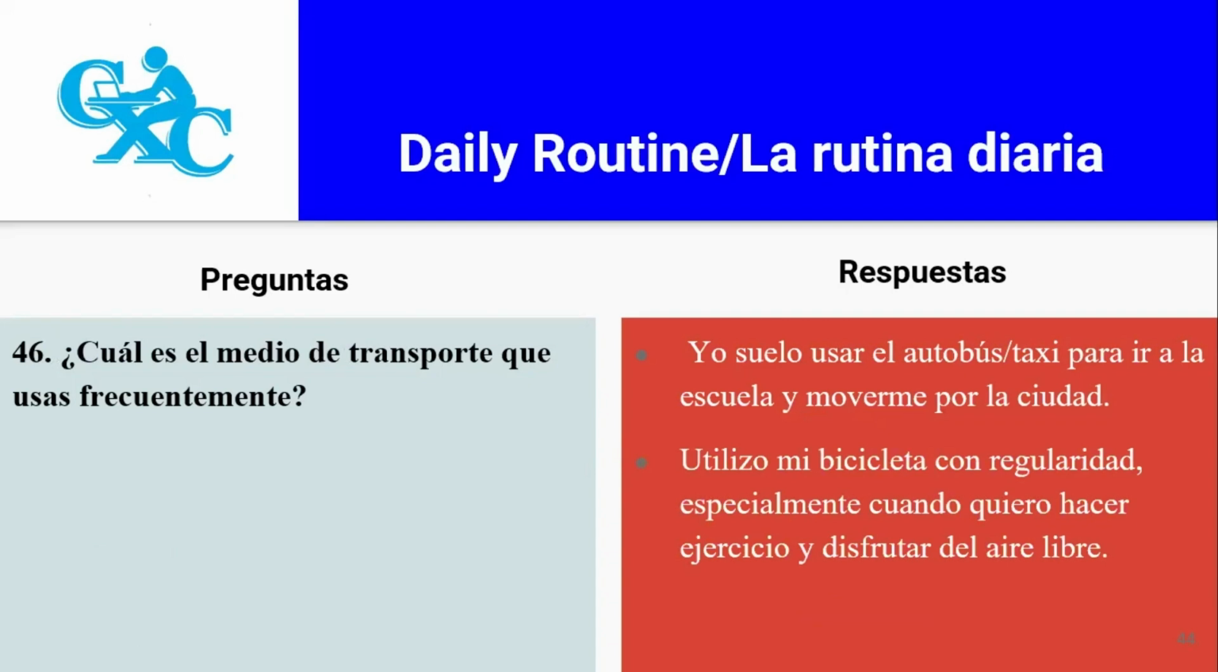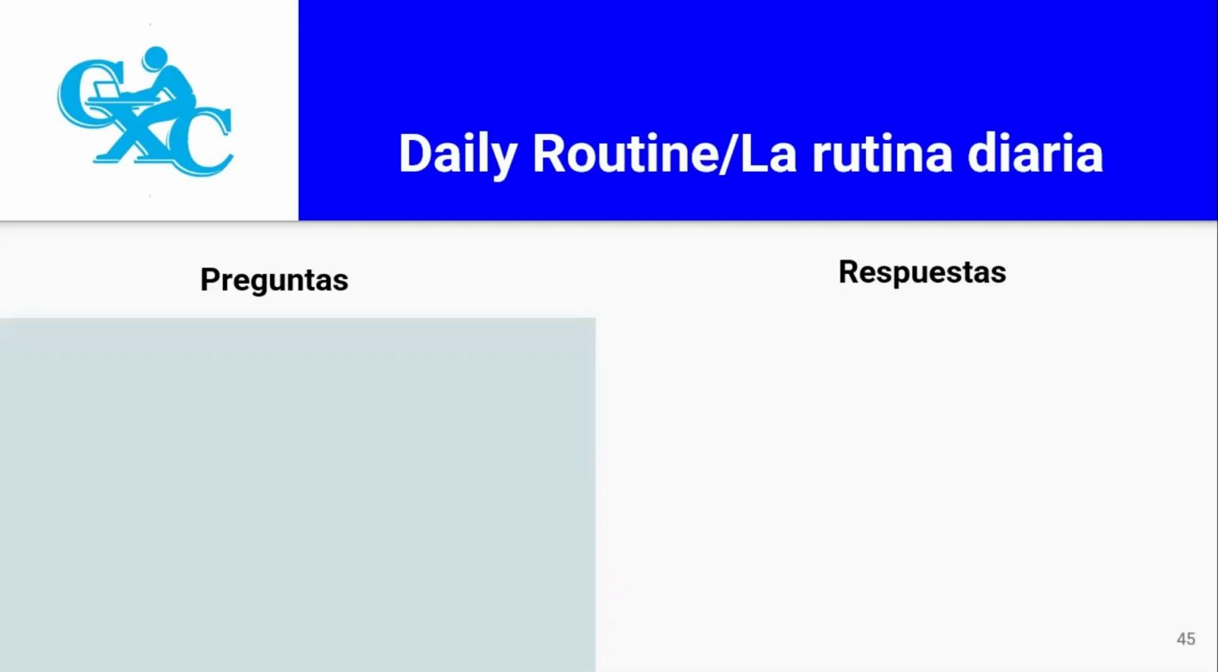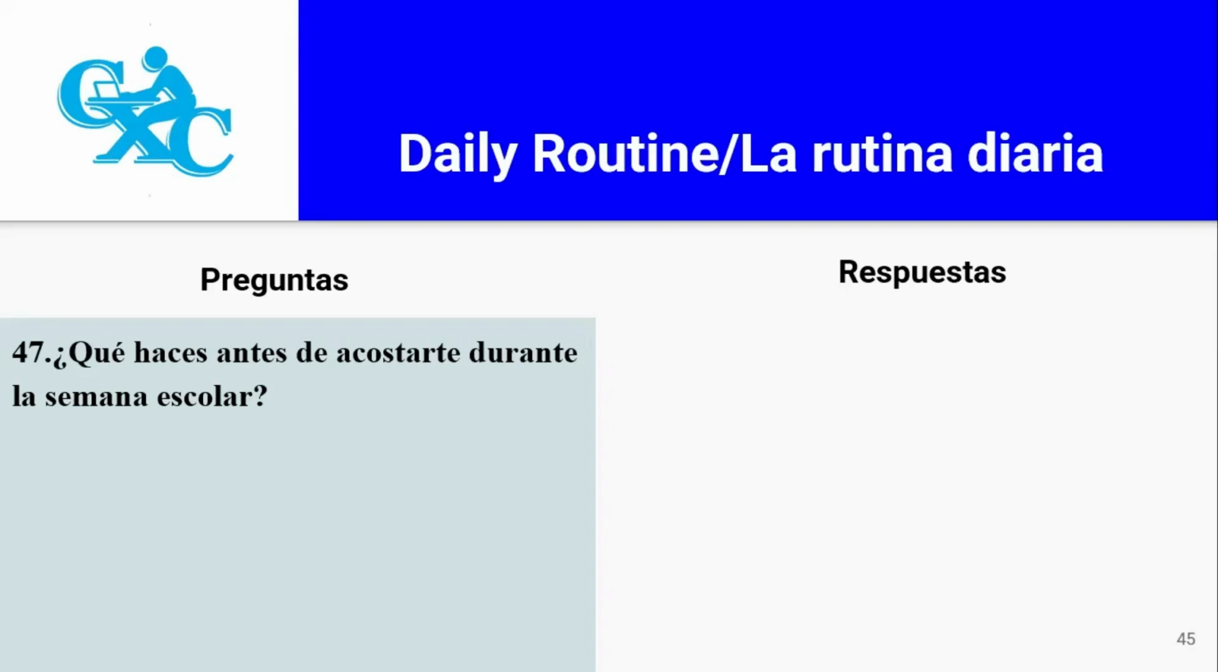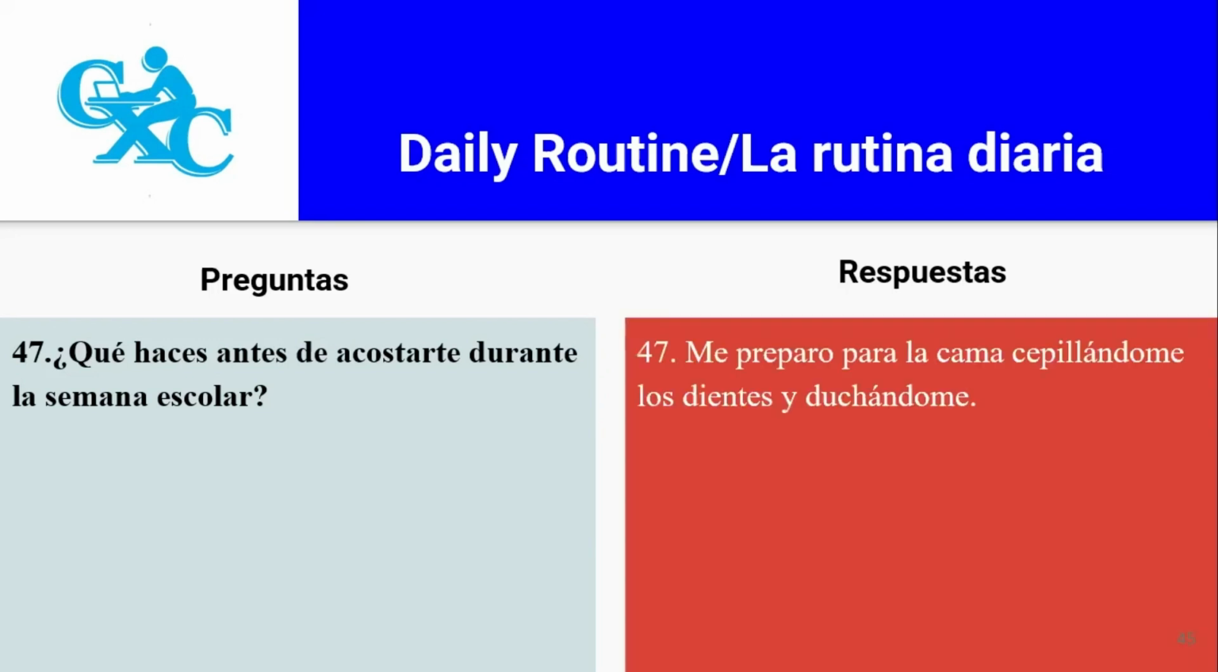Utilizo mi bicicleta con regularidad, especialmente cuando quiero hacer ejercicio y disfrutar del aire libre. Excelente. ¿Qué haces antes de acostarte durante la semana escolar? All right, so I am going to respond. Voy a responder. All right. Me preparo para la cama cepillándome los dientes y duchándome. All right. So whatever it is that you do before you go to bed, you answer accordingly. Okay. During the school week.